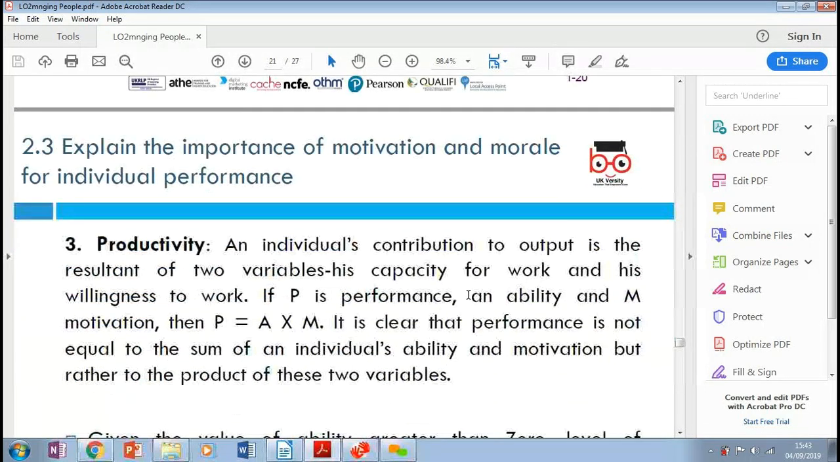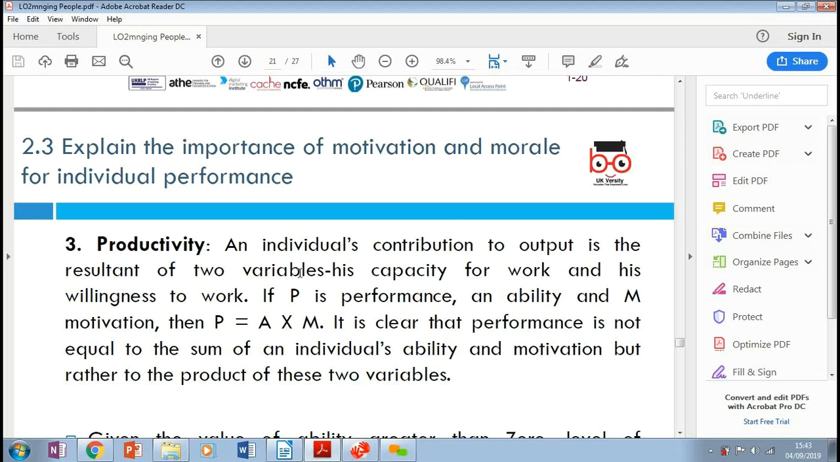Now, it's always about productivity. Why? Because it's a business qualification. It's a business context. Okay, so productivity, it must be there. The question is, what's the best way of doing it? And that's why we've been talking about this, and explaining the importance of motivation, morale, and individual performance. Once we address these two things, then you get productivity. Okay, that's absolutely key.